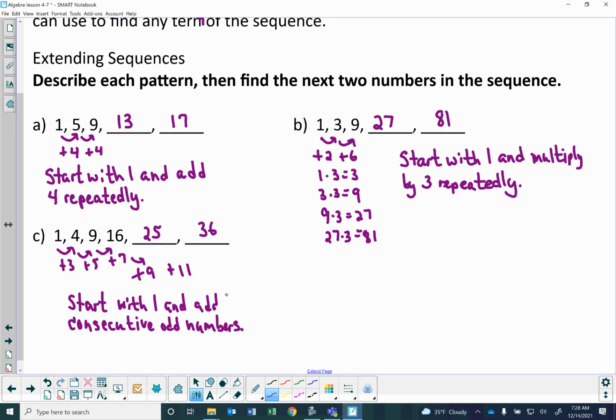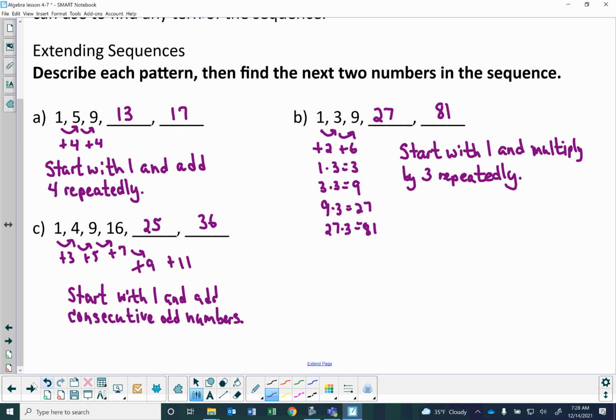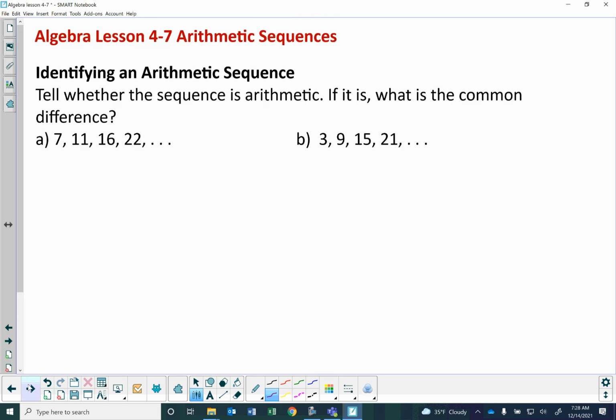So again, that is not an arithmetic sequence. Let's look at the next thing here. To identify if something is an arithmetic sequence: tell whether each sequence is arithmetic. If it is, what is the common difference? Right, to figure out if it's an arithmetic sequence, you just simply see if it has a common difference.